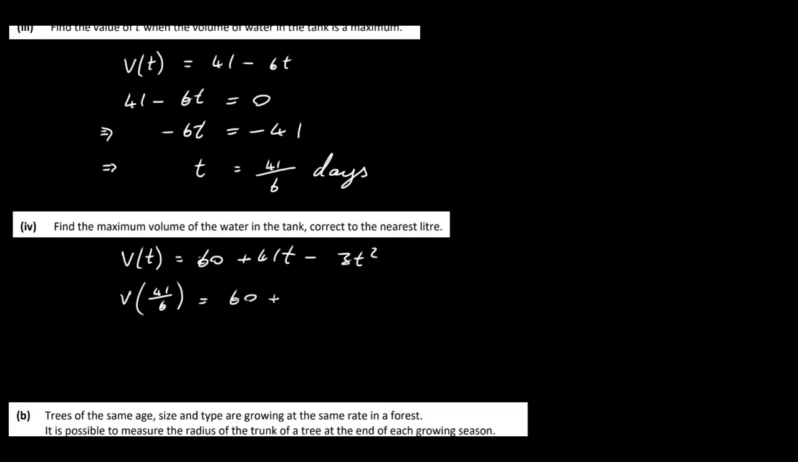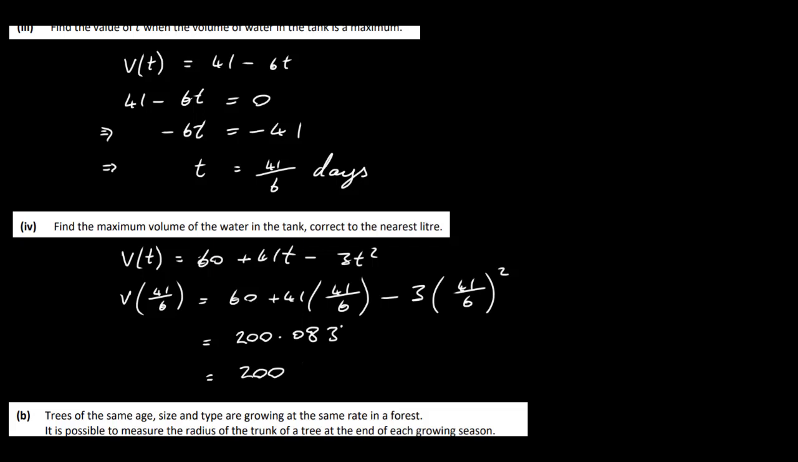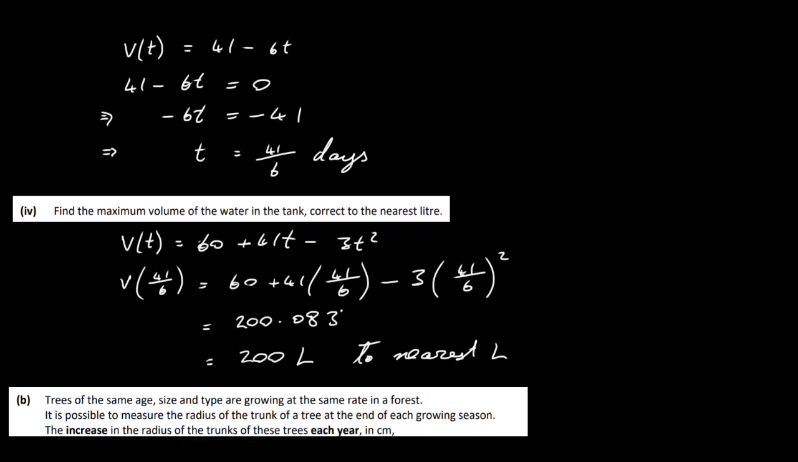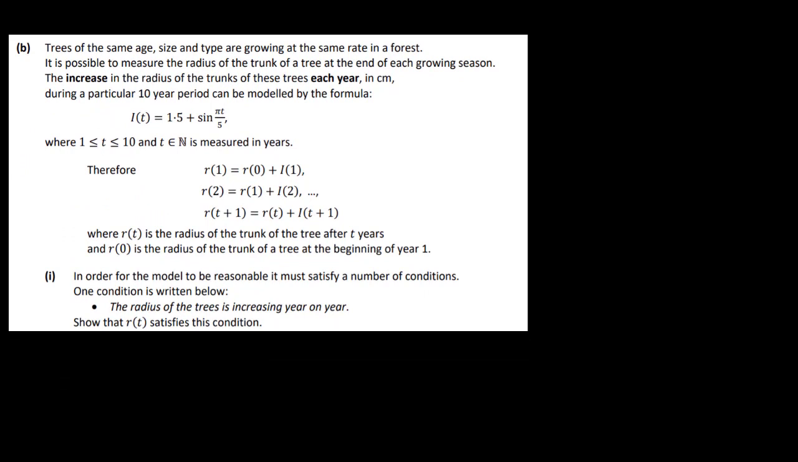So that's 60 plus 41 over 6 minus 3 times 41 over 6 squared. Now when you do that again, that's just calculator work, so you get 200.083 repeated, and we want our answer correct to the nearest litre, so that volume is going to be 200 litres to the nearest litre. Okay, that's it for part A. Let's have a look at part B.